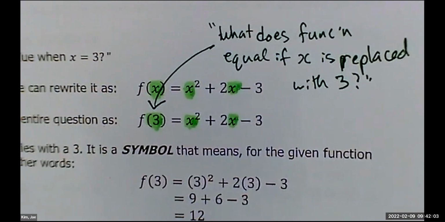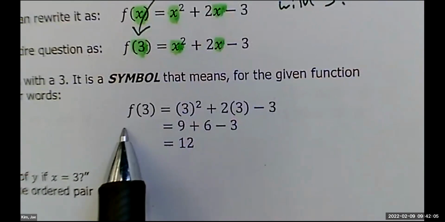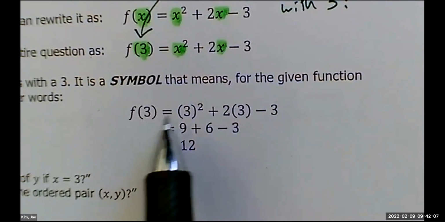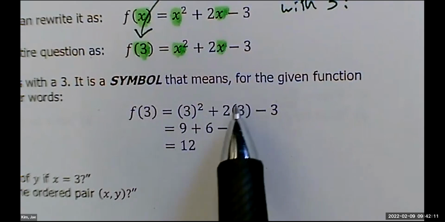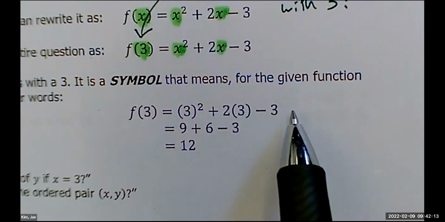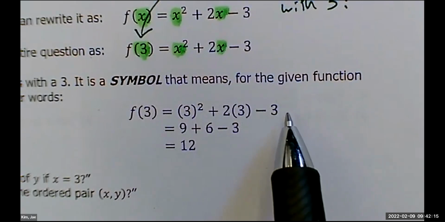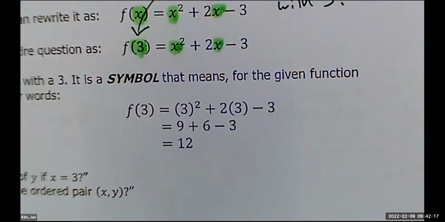So take a look at what that means. f of 3 will equal 3 squared plus 2 times 3 minus 3. And the rest is BEDMAS, which goes back to your elementary, middle school, and even high school skills.